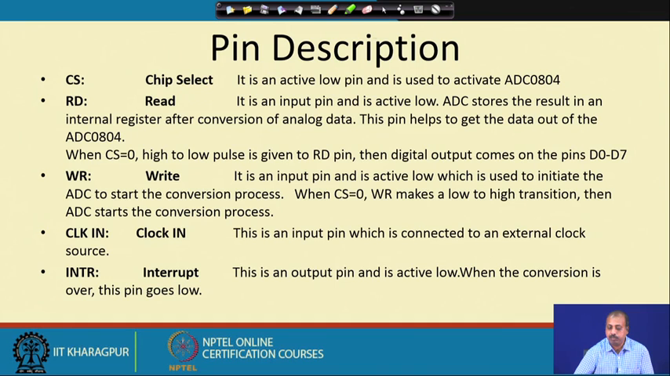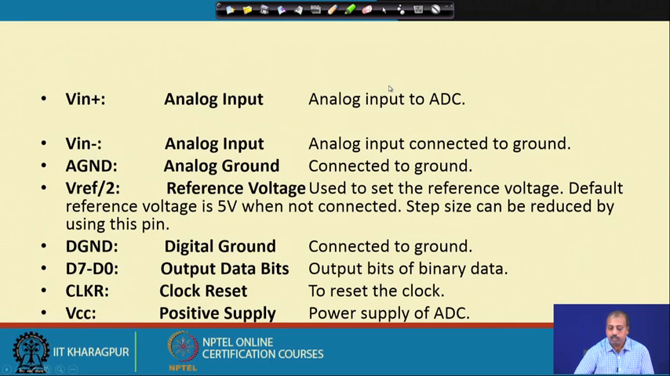Now the other pins: V in plus and V in minus. They are the analog inputs. This is a differential input, as I said. In the simplistic case, you just connect V in minus to ground and V in plus is the signal line.